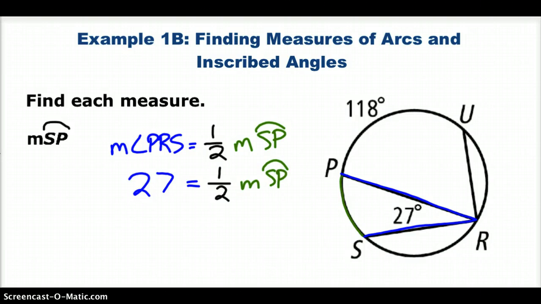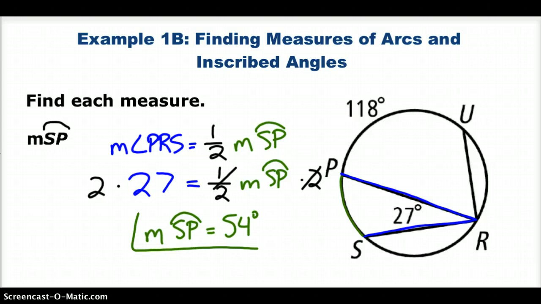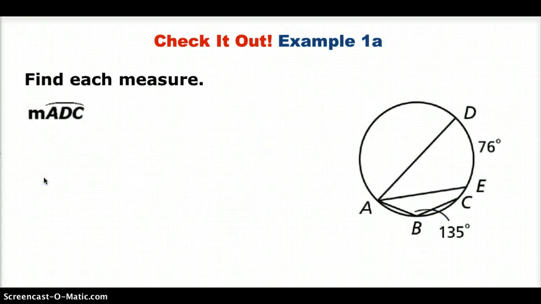In order to get rid of this fraction, remember you're just going to multiply by the reciprocal, which is 2/1. So I'm going to multiply both sides by 2 here. Remember these reciprocals will multiply to 1, and I'll get my final answer that the measure of arc SP is going to be equal to 54 degrees. So again, pretty simple. Let's look at one last problem here, and you can check your answers on this.